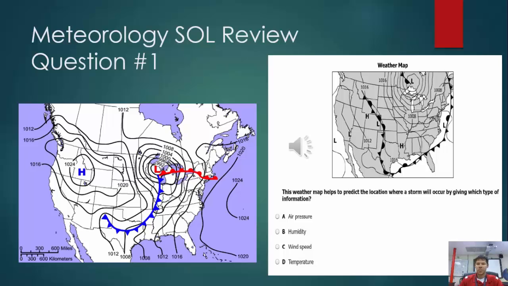The weather map helps to predict the location where a storm will occur by giving which type of information? So when you look at this weather map, you can see a couple things. Let's look at this one on the side. You can see this blue thing right here with the little triangles.